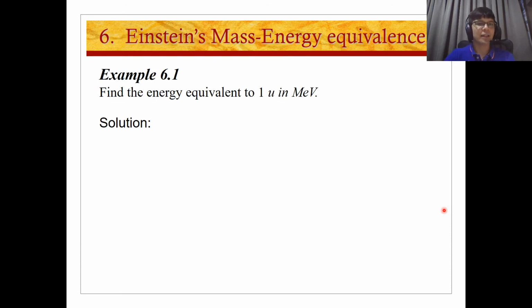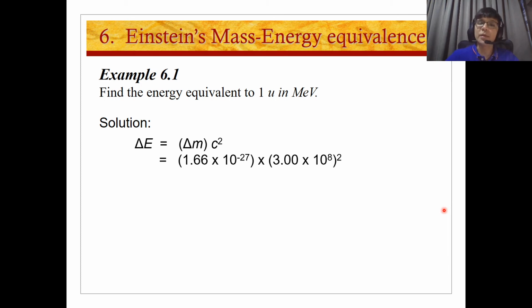Let's take a look at one example and do some calculation for mass energy equivalence. We know that the mass of a nucleon is roughly 1 u. Find its energy equivalent in mega electron volts. You may pause the video here and try to do this calculation on your own, but if not, I'm going to proceed. We can use E equals mc squared.